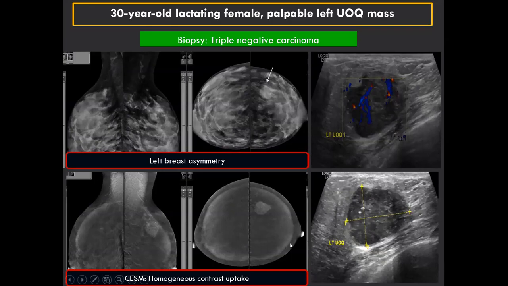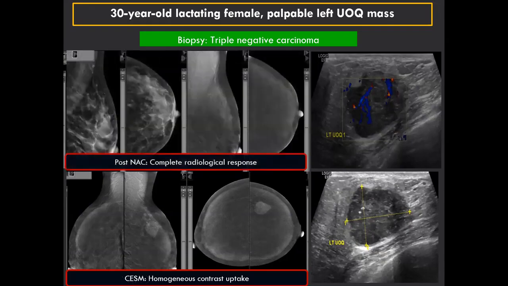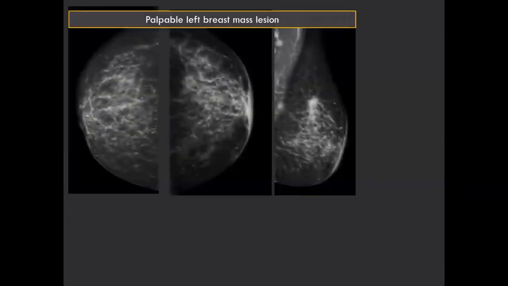We do a baseline contrast mammogram, and after she completes the therapy, we do another contrast mammogram after completion of the neoadjuvant therapy. And as we see, the lesion has totally disappeared, and this is what we call a complete radiological response.